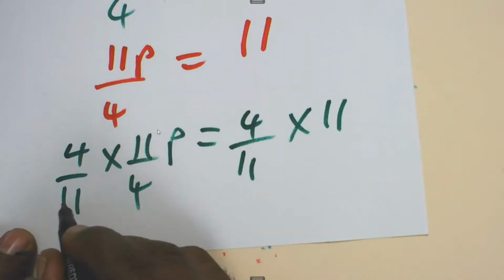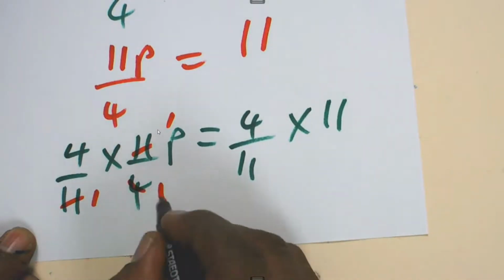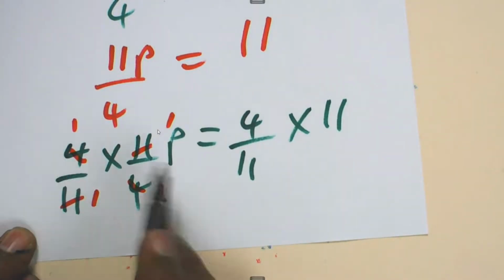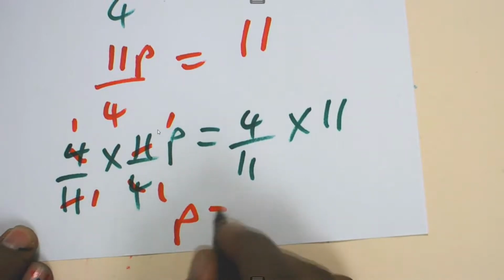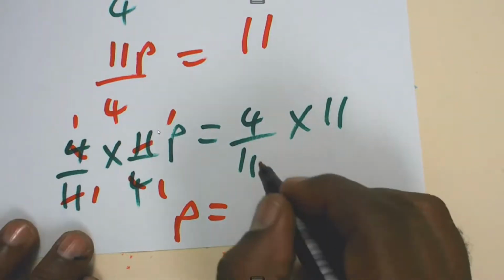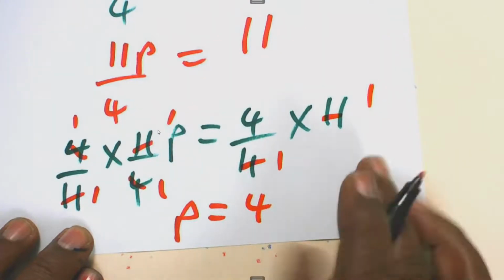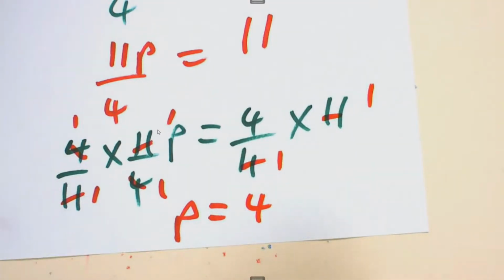How many 11s into 11s? 1. How many 4s into 4s? 1. So 1 by 1 is p. Remember, show us the value of p. Solve for p. Mathematically convince us what p is equal to. Therefore, p is equal to 4.